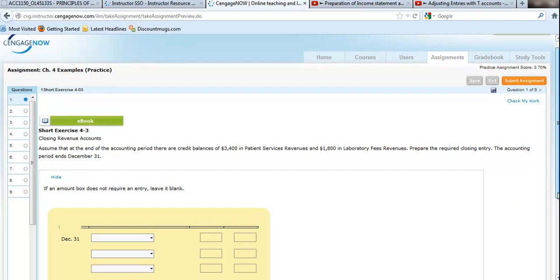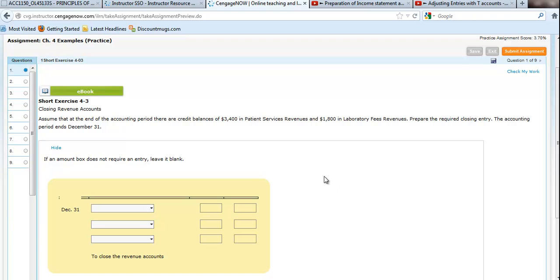So we have two revenue accounts, which is not uncommon for businesses. And since they are revenue accounts, they have credit balances. The purpose of closing them is to bring them to zero in order to start the next accounting period fresh. So if I have a credit balance of $3,400 and $1,800, in order to make those zero, I'll need to decrease them, which is done with a debit.